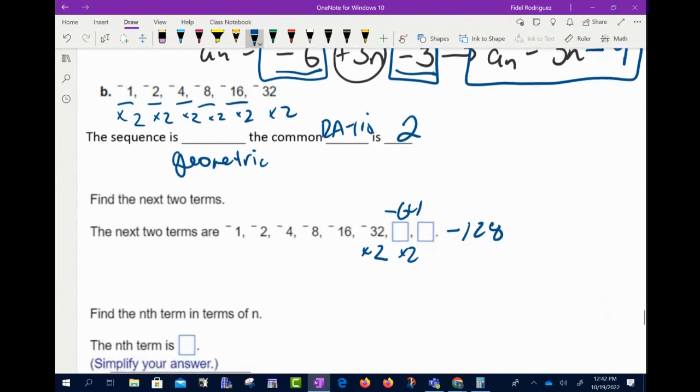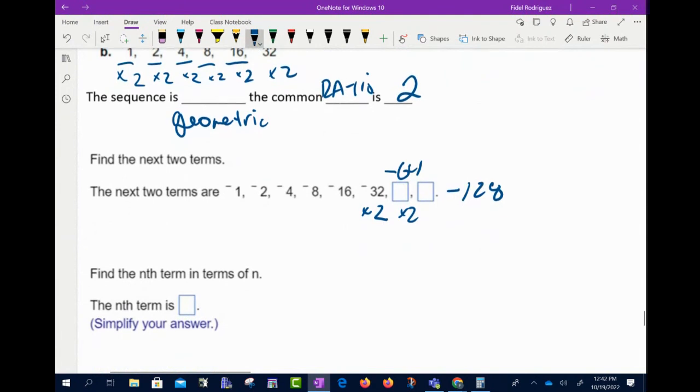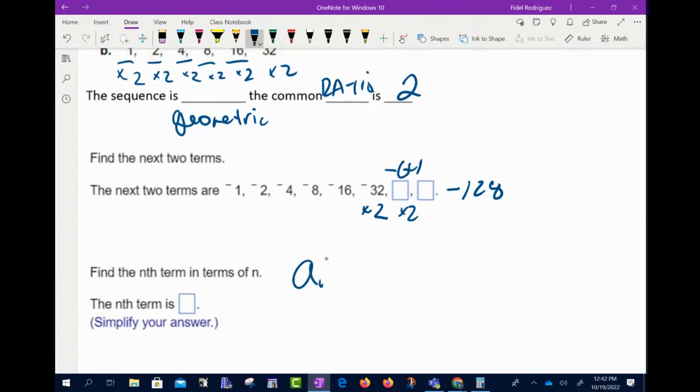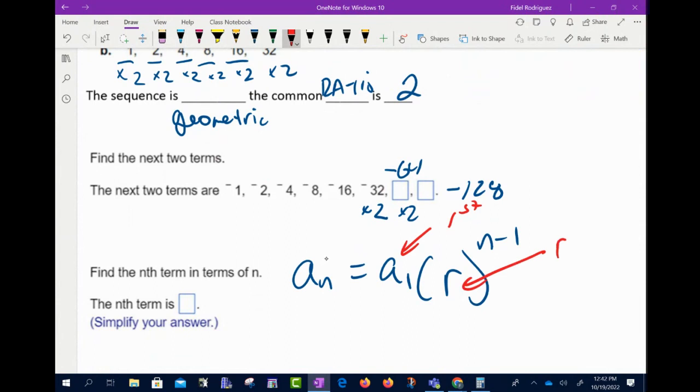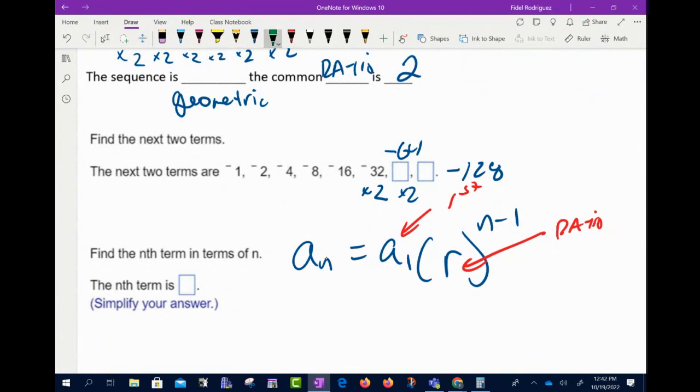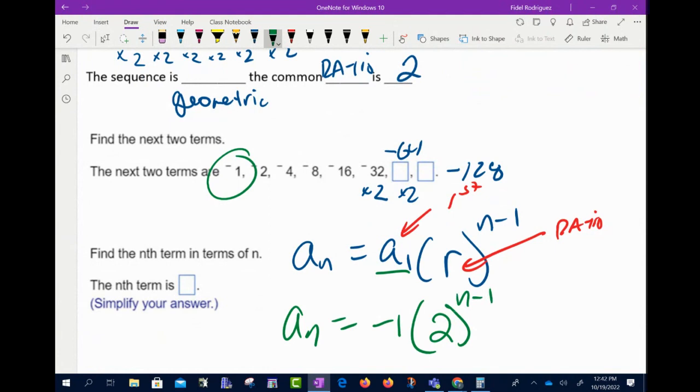We talked about geometric sequences maybe in the first or second week of school, so I want to give you the formula because I wouldn't remember it. This is my formula, where this is my first term and that right there is our ratio. I'm going to fill in some blanks: a_n equals a_1, the first term was -1, times r, what's my ratio? 2, to the power n minus 1. This is what I would enter right there. That's going to be my nth term.